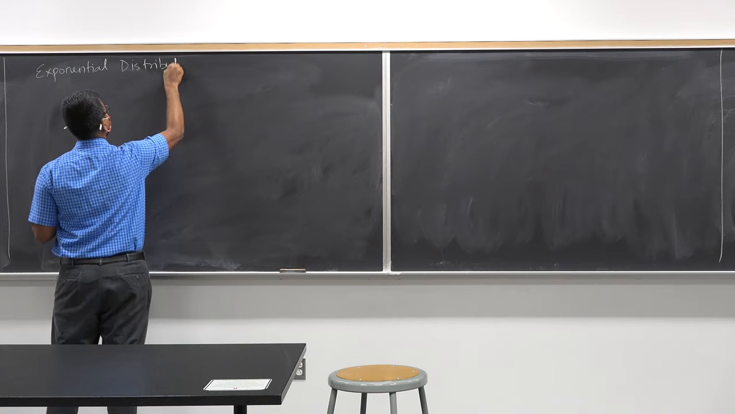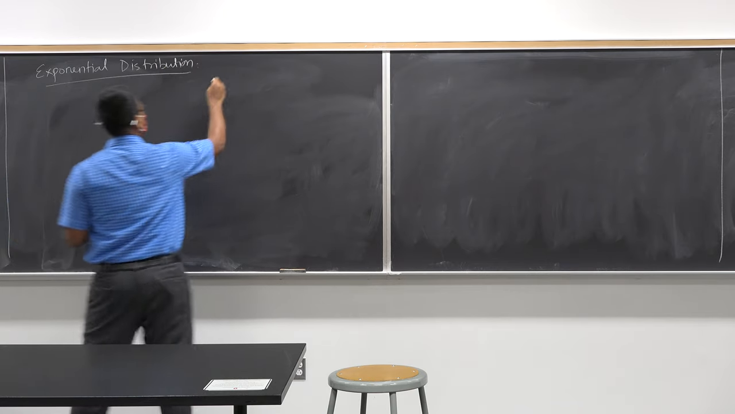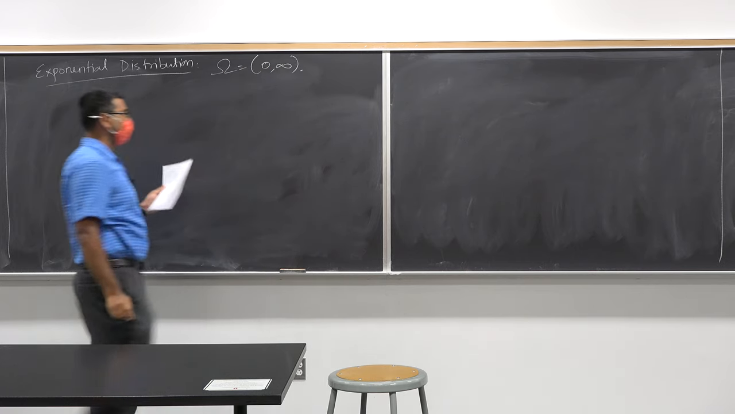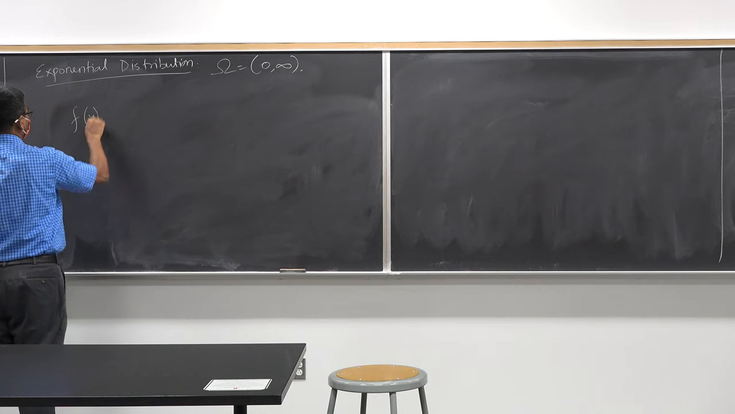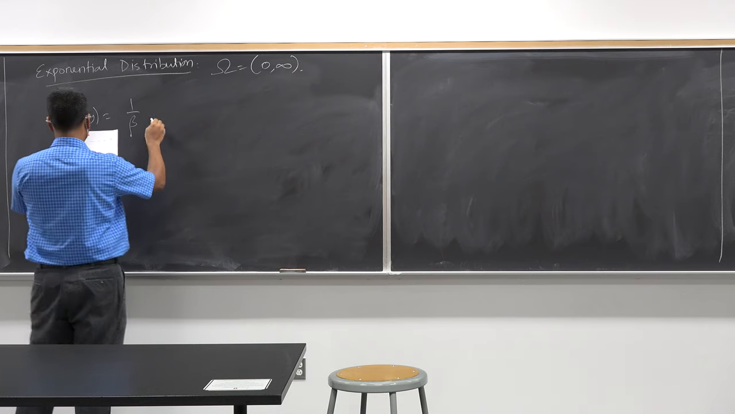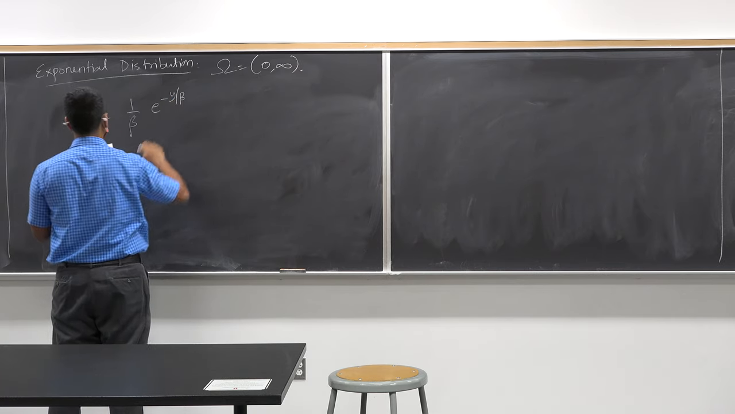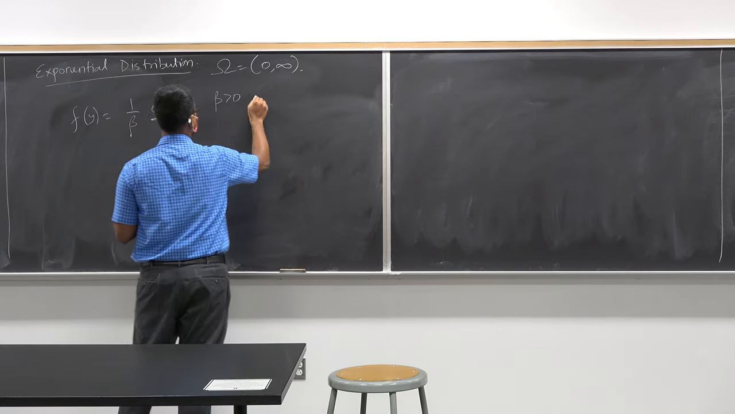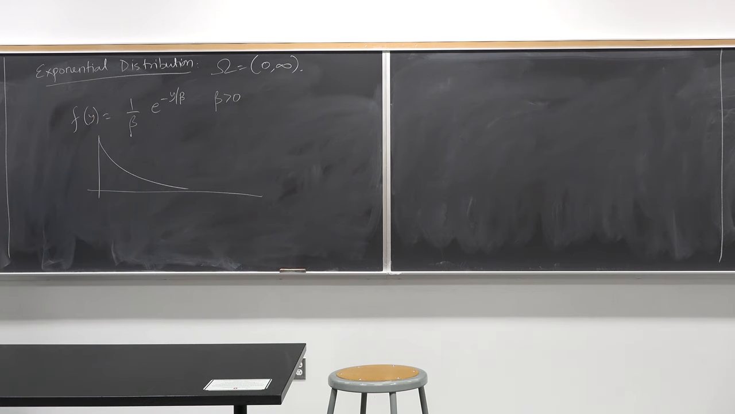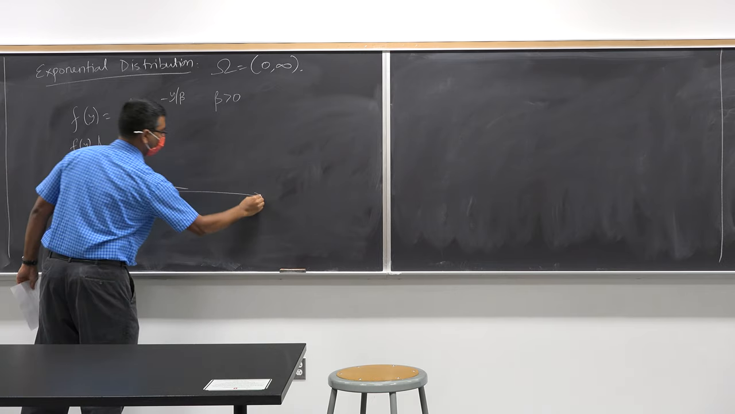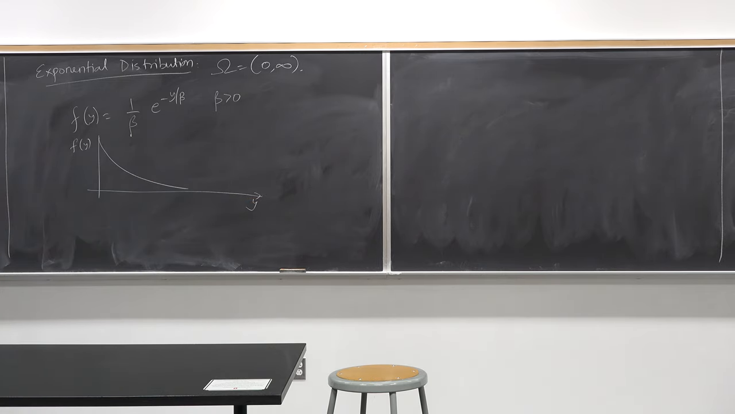Exponential distribution. In this case, my omega is 0 to infinity, open interval. And the probability density function, f of y, is 1 over beta e raised to minus y over beta, where beta greater than 0 is the parameter for exponential distribution. It looks something like this. This is my f of y, and this is my y. That's exponential distribution. So the probability density goes to zero exponentially fast in an exponentially distributed random variable.